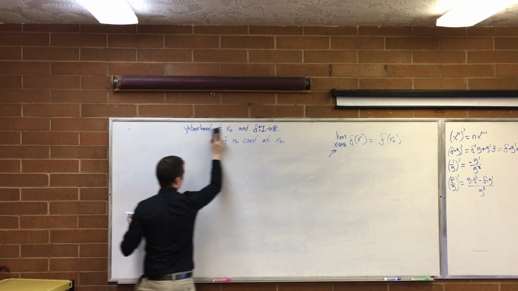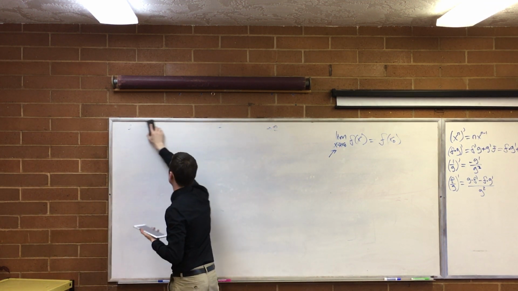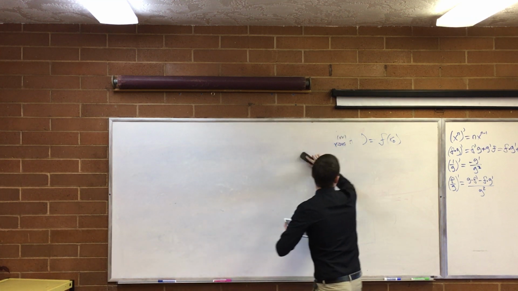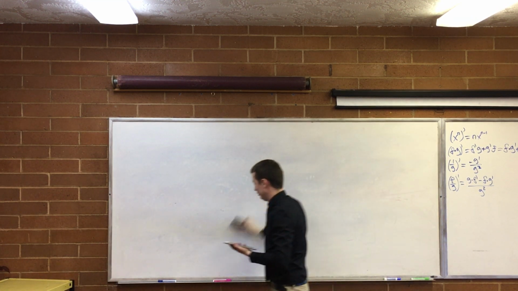Okay, so the next thing we're doing basically is how do we calculate the derivative when we have x to a negative power?